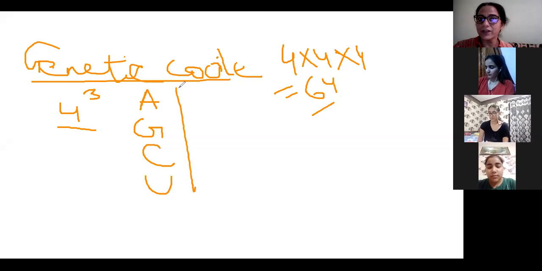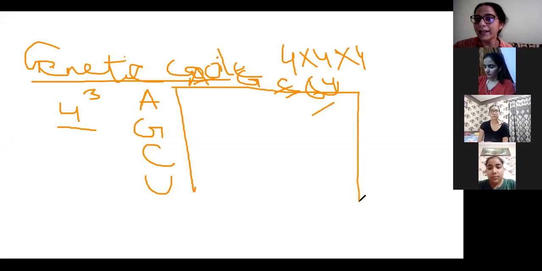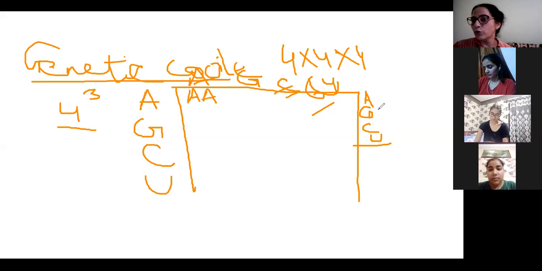These 4 nitrogen bases were written here: adenine, guanine, cytosine, and uracil. And with the third position, the checkerboard again had adenine, guanine, cytosine, and uracil. So when a codon of 3 nitrogen bases was involved, the nitrogen base at the first position and the nitrogen base at the second position remain constant, but there is a change only for the nitrogen base at the third position.